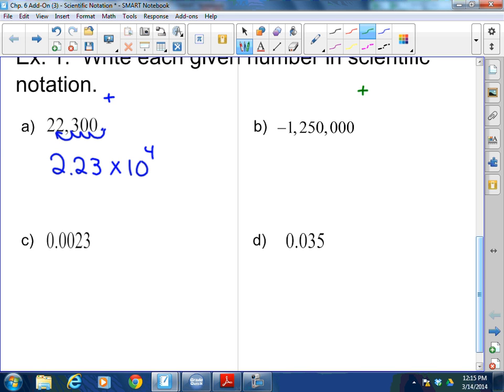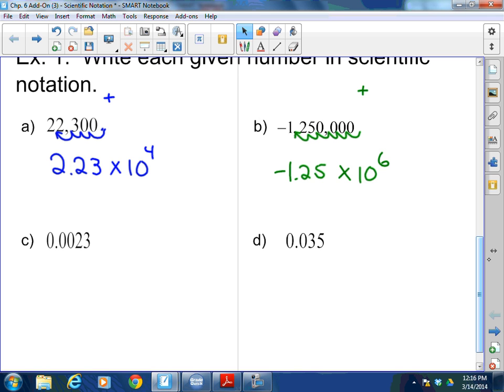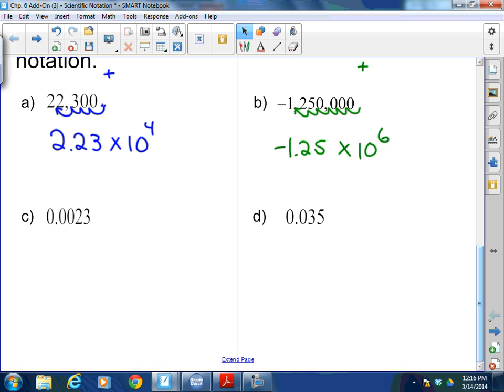So we're going to have a positive again. 1, 2, 3, 4, 5, 6 places to the left. So it's going to be negative 1.25 times 10 to the 6th. Why did we use a positive exponent, Moro? Because the original number was larger than 1. Does that make sense so far? Pretty easy, right? And this way you don't have to remember left, right, up, down, sideways. You don't have to remember any of that. You just use your brain.